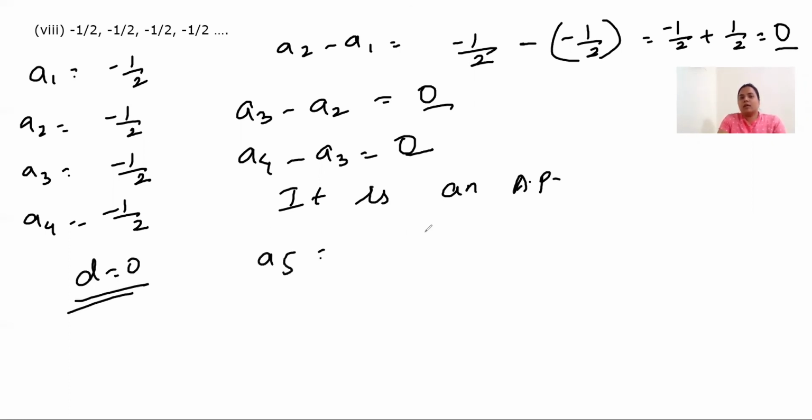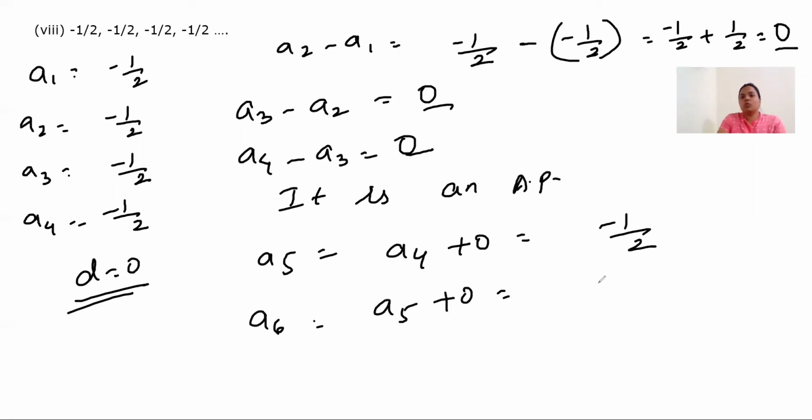So A5 will again be same. A4 plus 0, that is minus 1 by 2. A6 will be A5 plus 0, that is minus 1 by 2. And A7 is A6 plus 0, that is minus 1 by 2. So all the terms will be equal if D is 0.